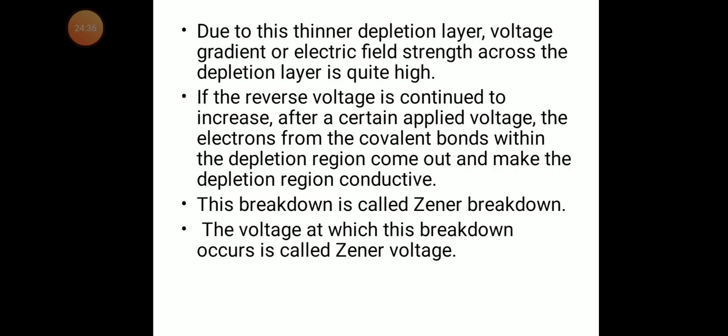The voltage at which this breakdown occurs is called the Zener voltage. At what reverse voltage the junction or the device goes into conduction mode, that voltage is called the Zener voltage. So we are applying some voltage, and at some voltage the device goes completely into the conductive mode in reverse bias. That voltage is called the Zener voltage.